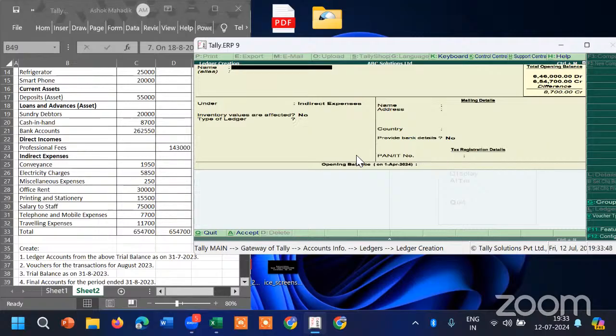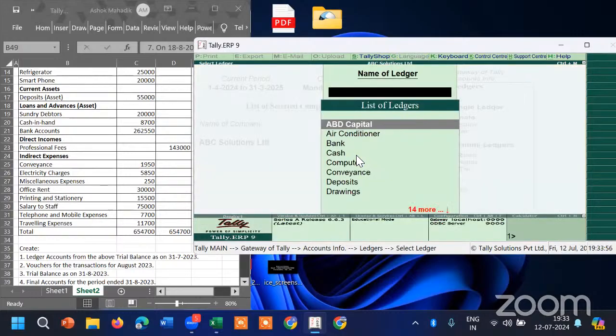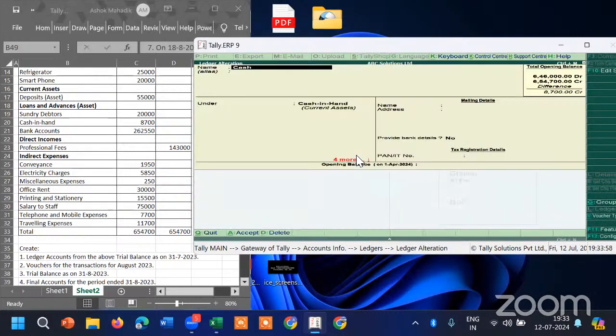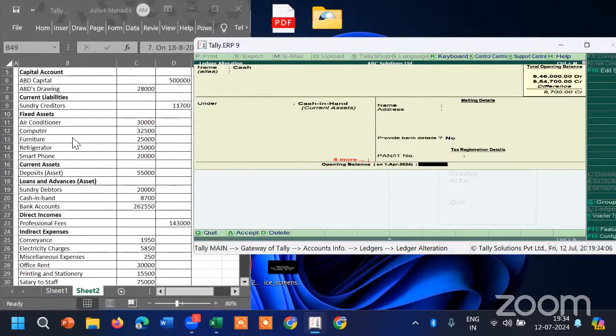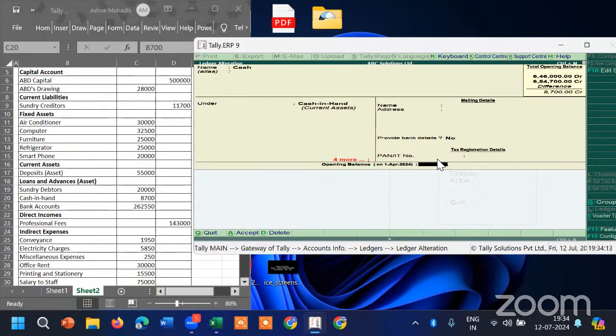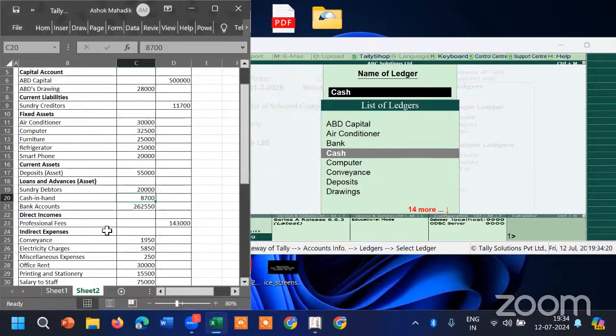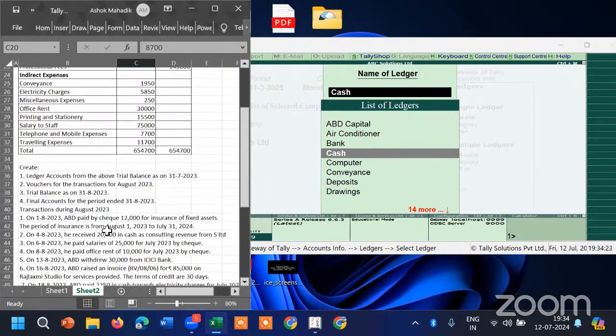Okay, so we are done with all the items of the trial balance except one, which was cash. We'll go to Ultra and use cash. Here we'll put the balance. So what was the cash balance? Let me scroll up a bit. 8,700. So we have posted the entire trial balance.